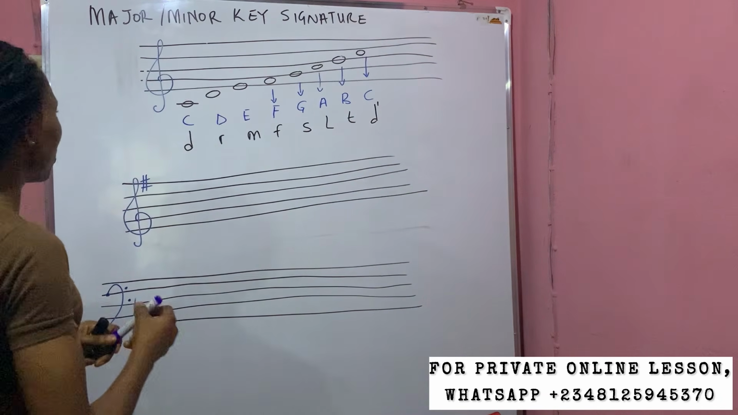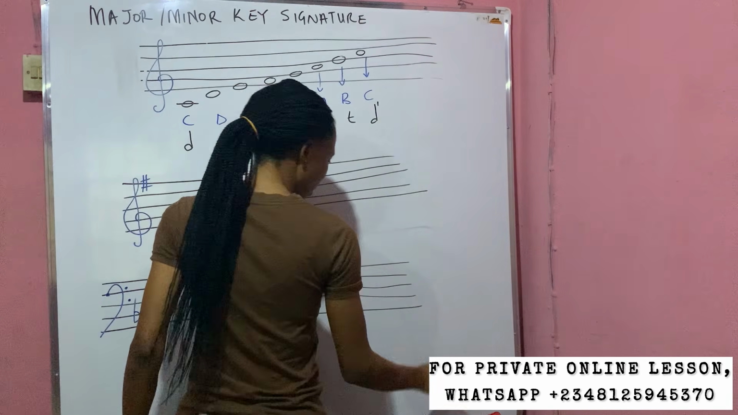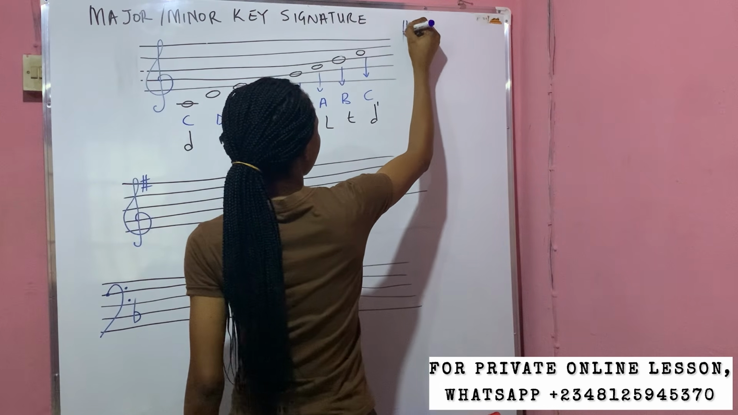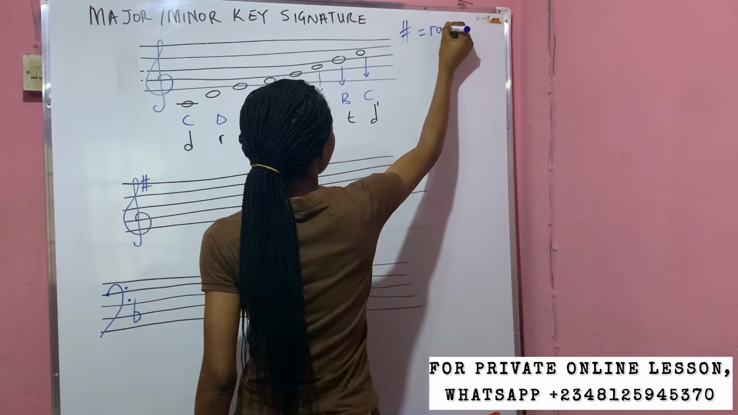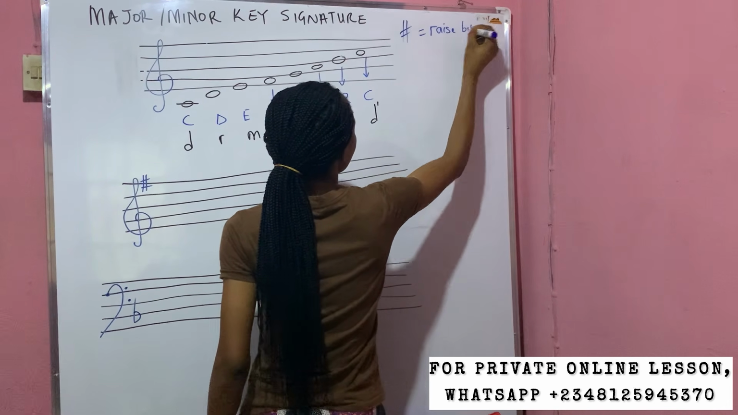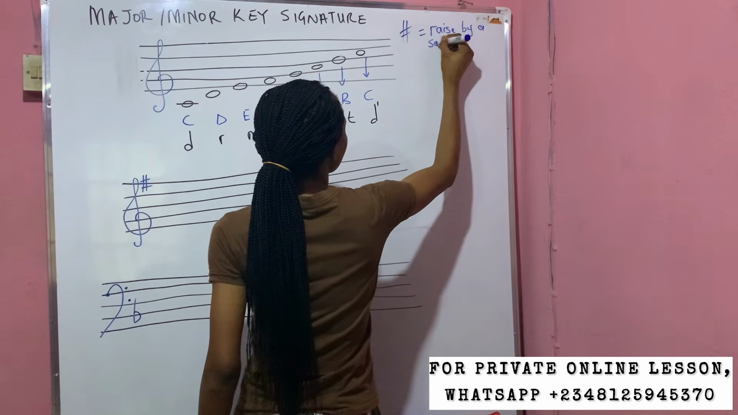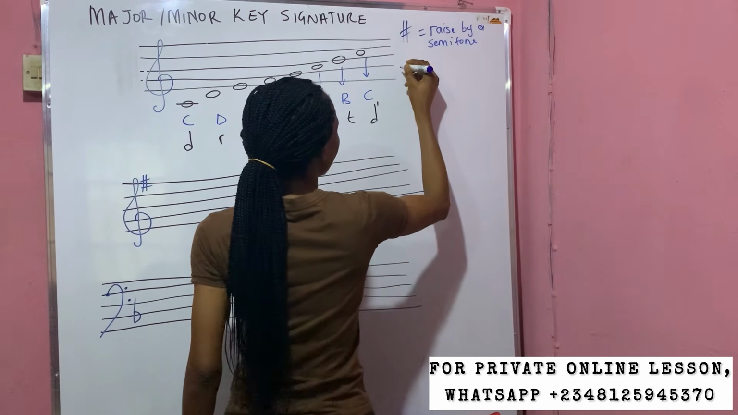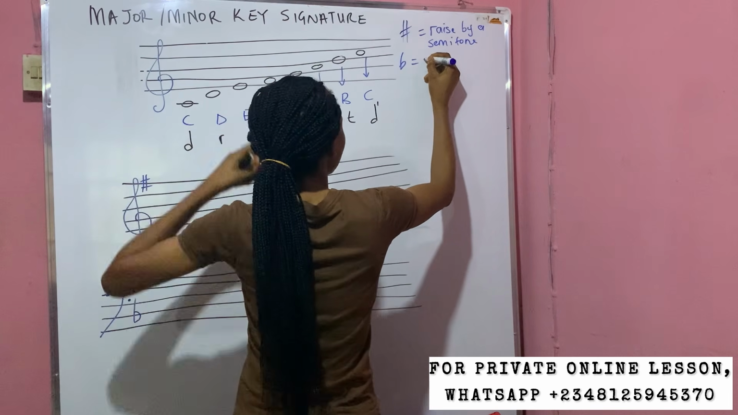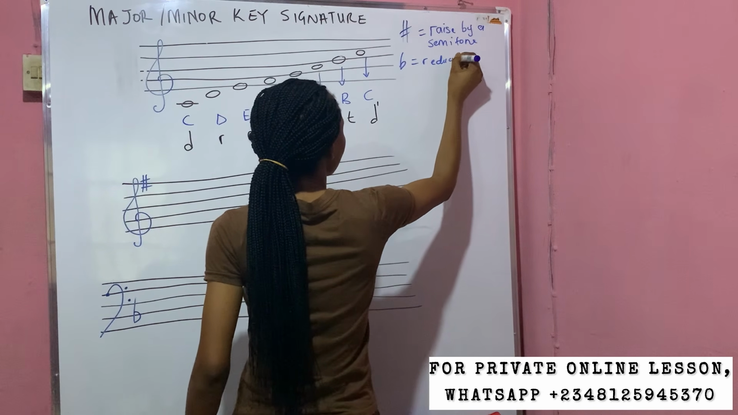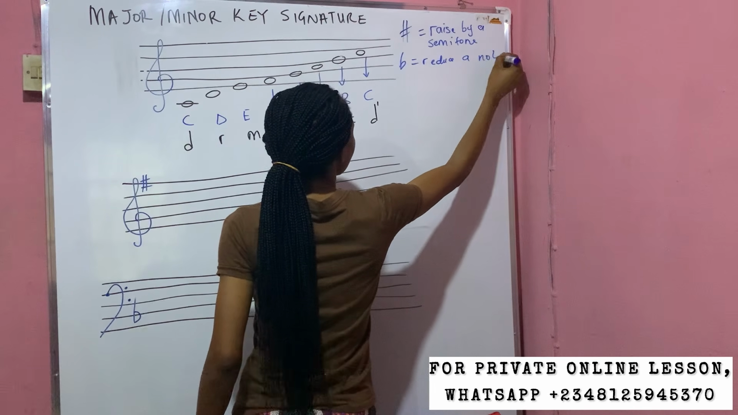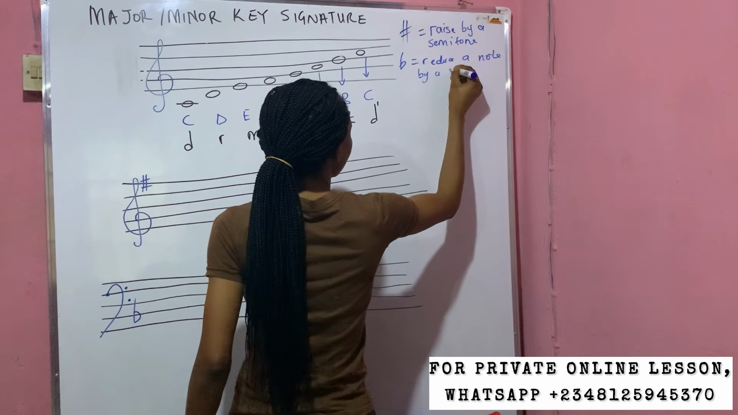Now let me explain what sharp means and what flat means. Now this is the sharp sign. This sharp means raised by a semitone. You raise the note by a semitone. Now this is the flat sign, which means you reduce a note by a semitone.